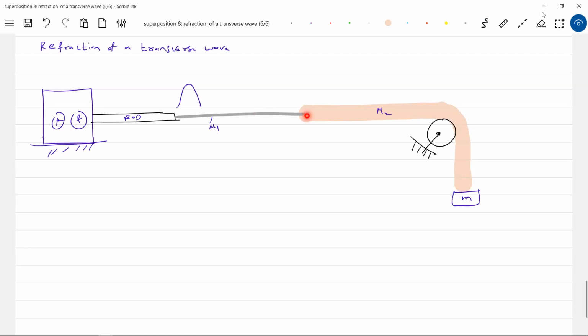There's rope one, rope two. Suppose I'm doing an experiment and I don't have sufficient length. What do I do? I will take two ropes which have different linear density. This will become medium one, medium two.